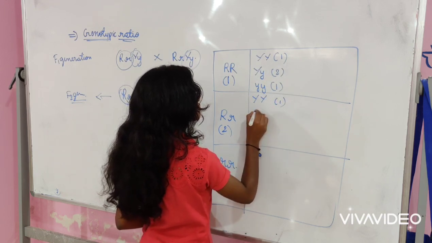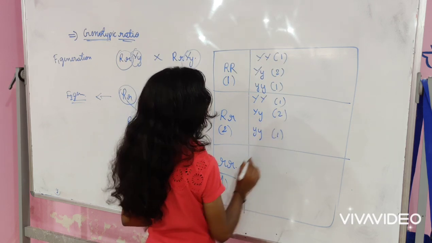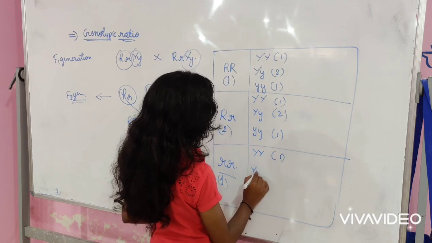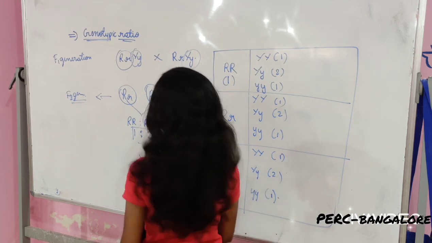Capital Y, small y, small y, small y. And again we have capital Y, small y, and small y, small y. 1.